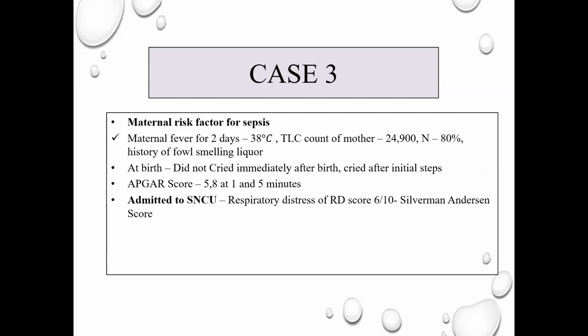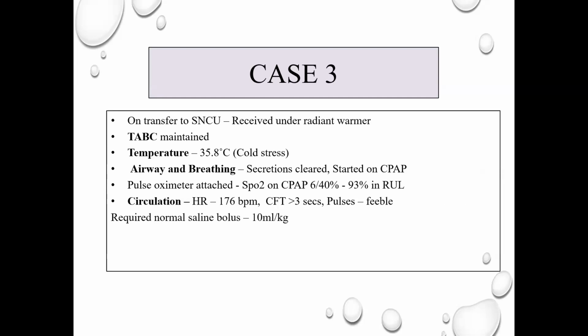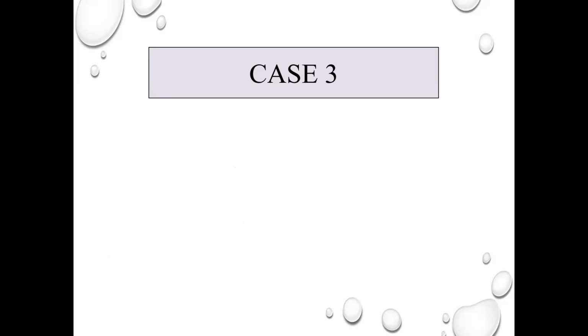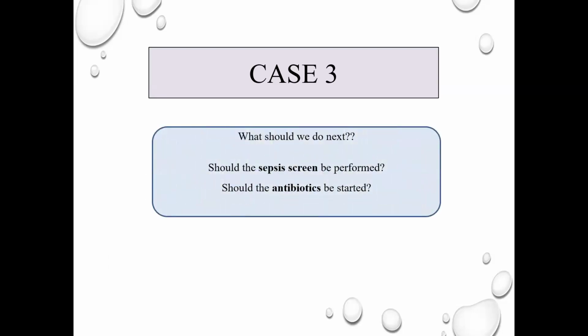He received some intervention in the form of initial steps, APGAR scores 5 and 8. Because of distress, again, he was admitted to NICU. All the other parameters were maintained, temperature, airway, breathing, CPAP was there, 6 by 40%, and he must have received surfactant. Tachycardia was there, 176 beats per minute, capillary refill time was more than 3 seconds, and pulses were feeble, for which he would require the first step of shock management, a normal saline bolus of 10 ml per kg.